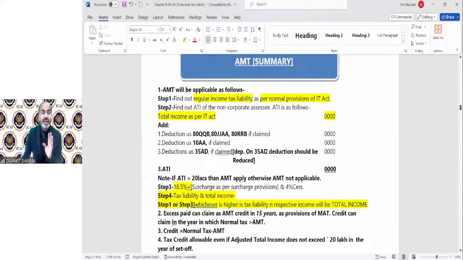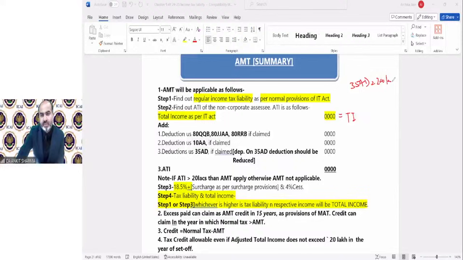For example, suppose we calculate this total income. Deduction under Section 35AD was 200 lakh. So we have reduced this 200 lakh for calculating this total income. Suppose total income is now 60 lakh, after claiming this 200 lakh deduction. Now, point number three says that you have to add back Section 35AD deductions. You cannot claim this deduction.